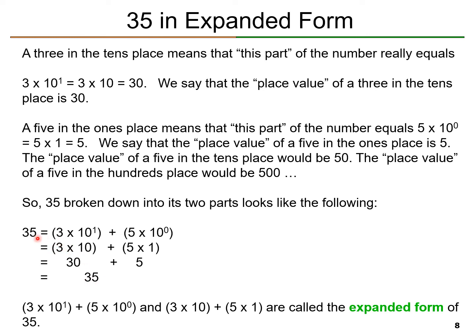So we have written the 35 into its expanded equivalent, this right here, or this notation. So this and this are called the expanded form of the number 35. It has 2 parts because it's got 2 digits.